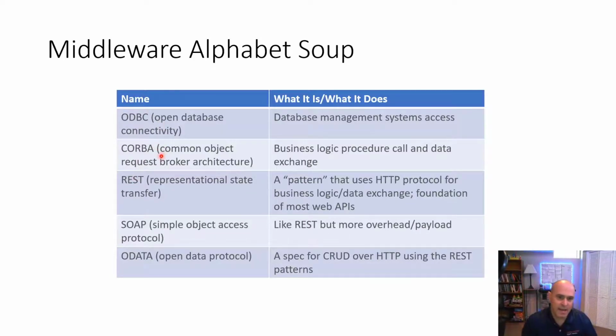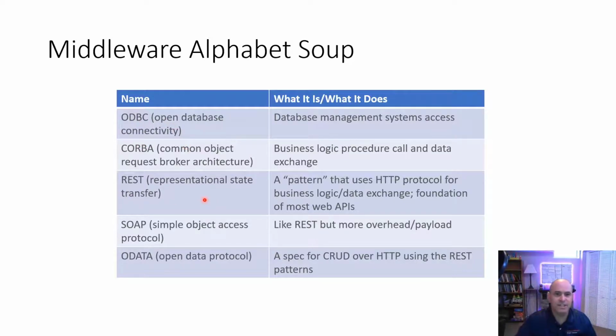There's also Corba. Corba is a business logic to business logic type of middleware. ODBC is a business logic to database middleware, or data logic to database middleware, depending on where you're at.